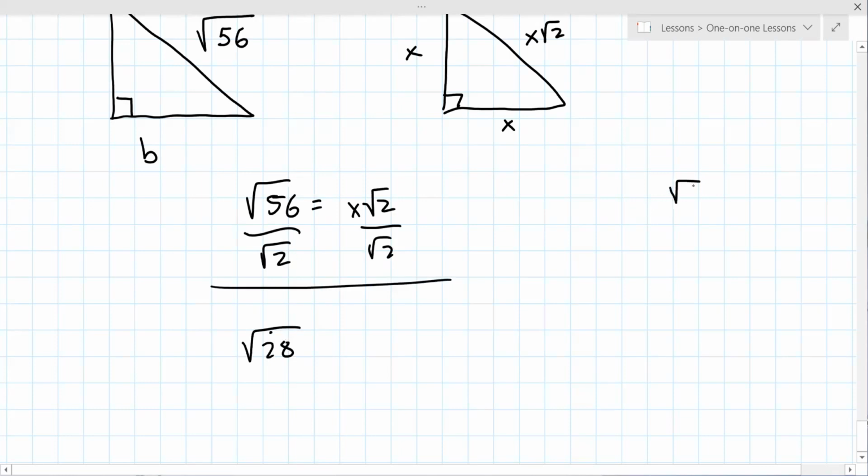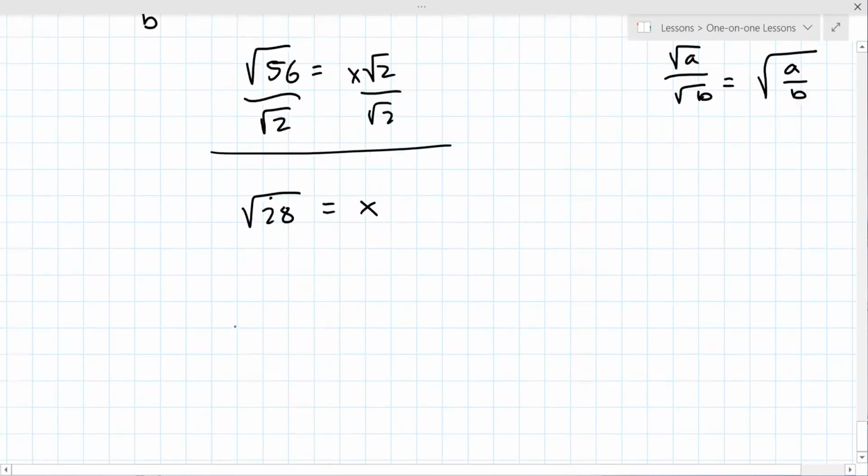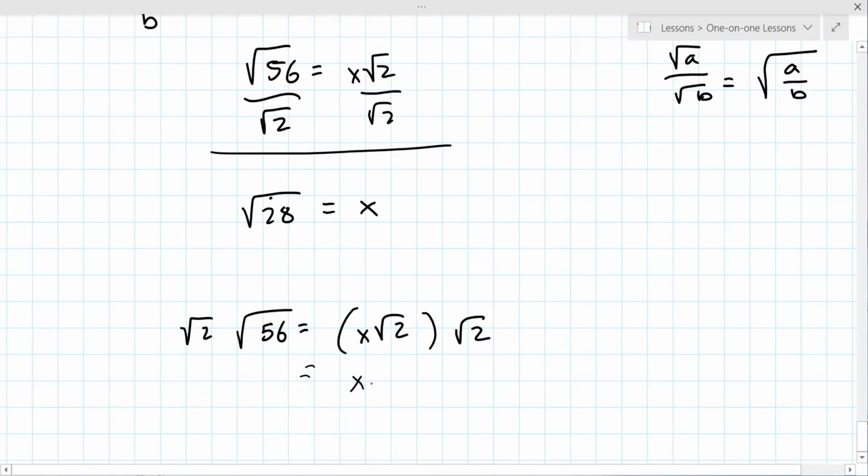Now, this is a new property. The square root of a over the square root of b equals the square root of a over b, equals x. Can this be reduced? I'm a little confused. 56 divided by 2 is 28. Okay, so we don't multiply both sides by root 2? Well, you can. Now let's talk about that, because I think that's a reasonable thing to say. Square root of 2, square root of 2. It's not wrong. It just doesn't get you to the answer as quickly as what we just did. The square root of 2 times the square root of 2 is the square root of 4. What is the square root of 4? Oh, 2x.